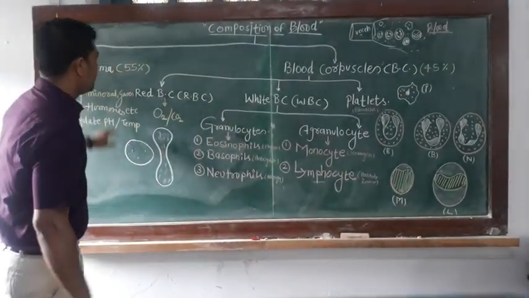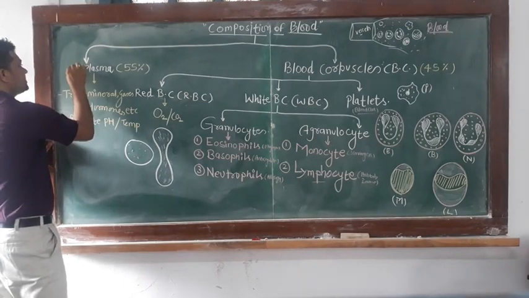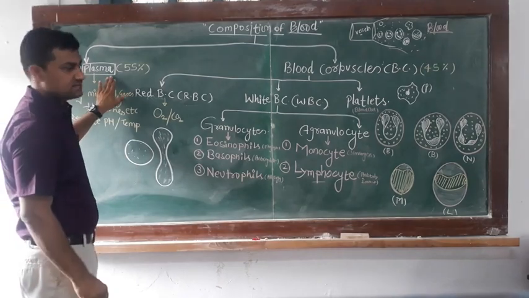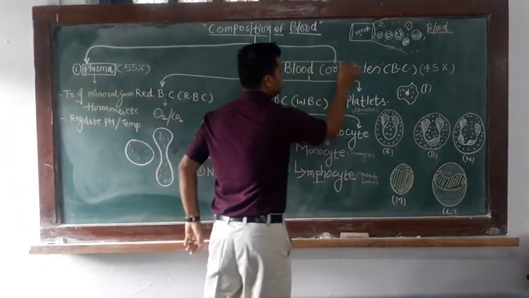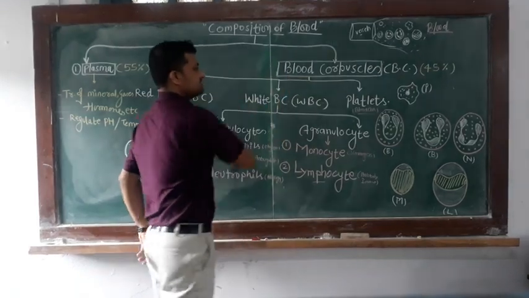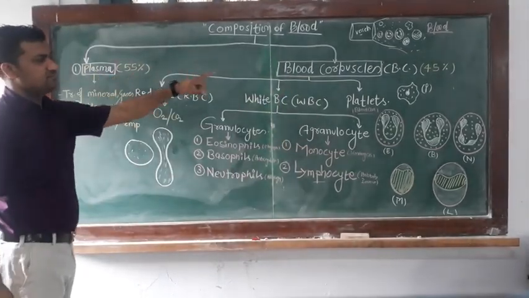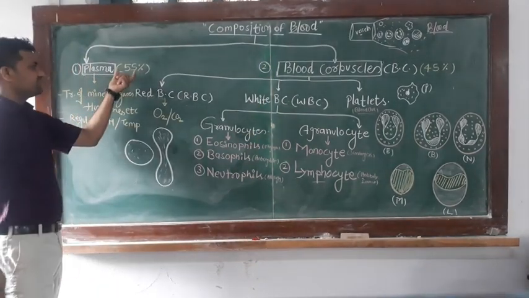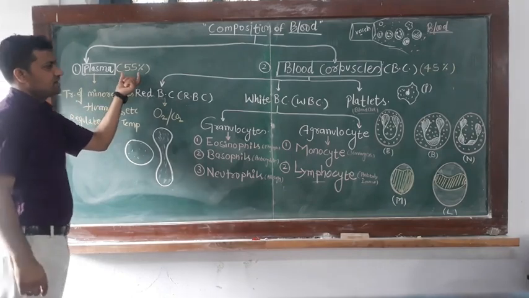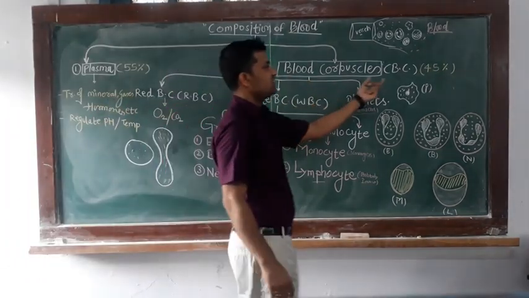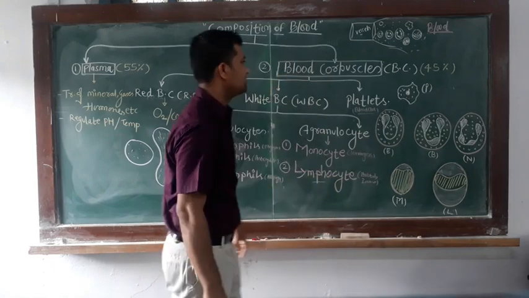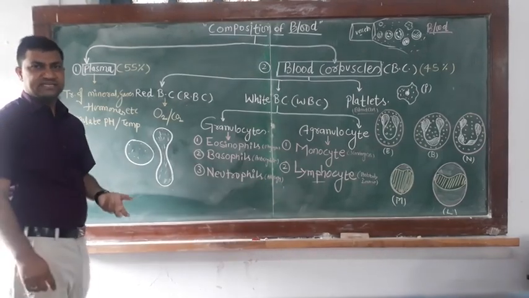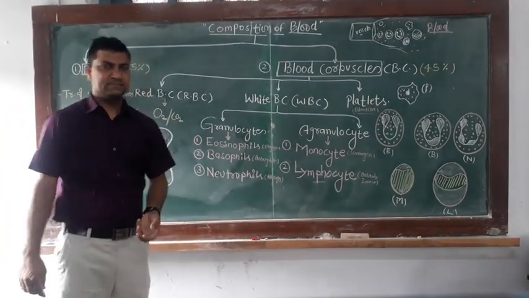First of all, blood is majorly divided into two categories. Number one, plasma, which is the liquid part, and the solid part, blood capsules or blood cells. Plasma is the liquid part. It's 55% of the total blood, and blood capsules are 45% of the blood.